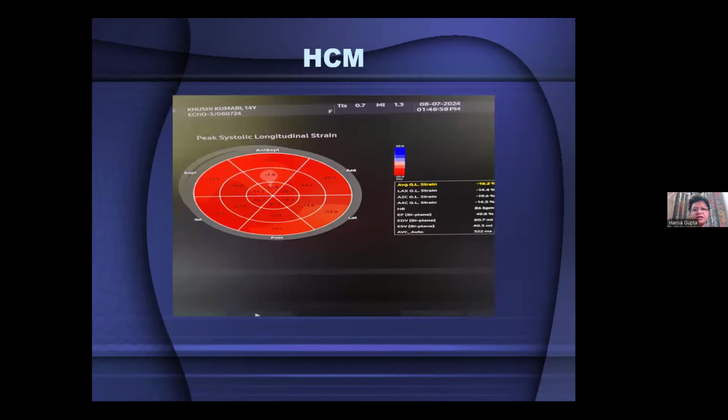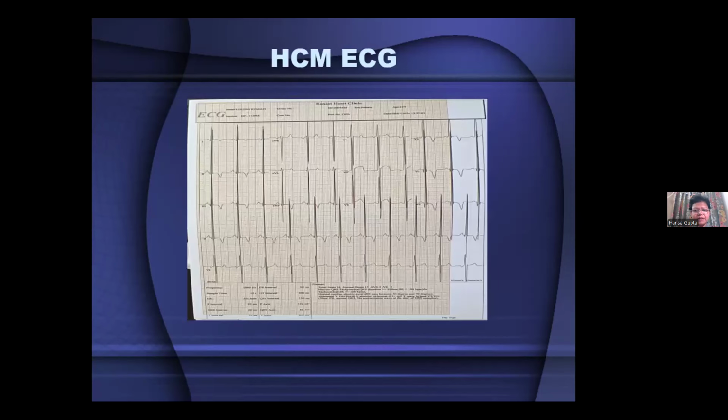The strain imaging, the global longitudinal strain, is around minus 16, which is mildly low. So the patient needs to be followed because once it is low, the importance of AICD comes into picture. So the patient needs to be followed in this case. This was the ECG which he presented with. See all non-specific T-wave inversion, repolarization abnormalities.